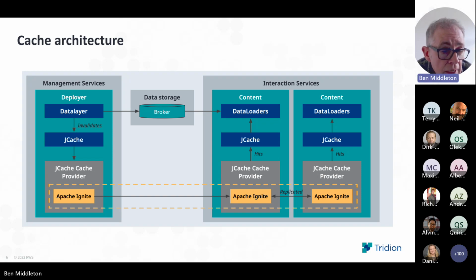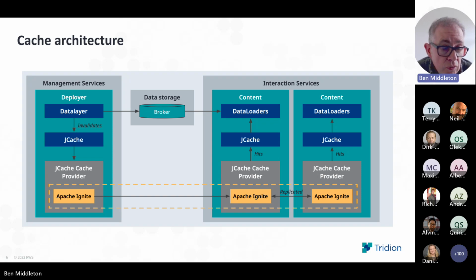We no longer have JMS, which you notice here in this diagram. Previously we would use JMS for invalidation messages. The deployer would send those invalidation messages to JMS, and then the content services would listen out for those messages. The beauty of using Apache Ignite, which is our chosen cache provider, is that it has its own mechanism for invalidation within its own cluster.